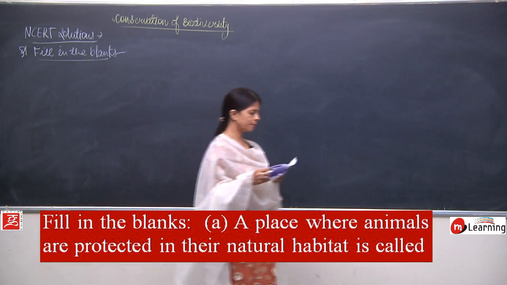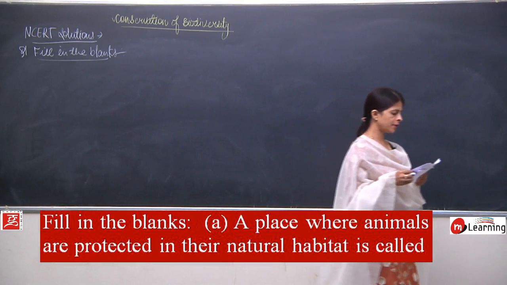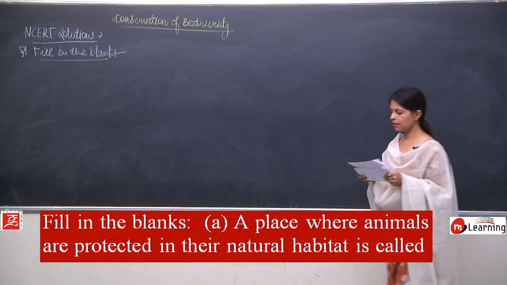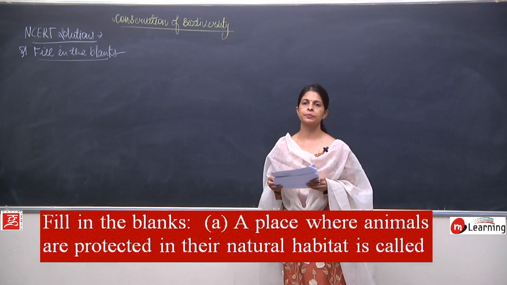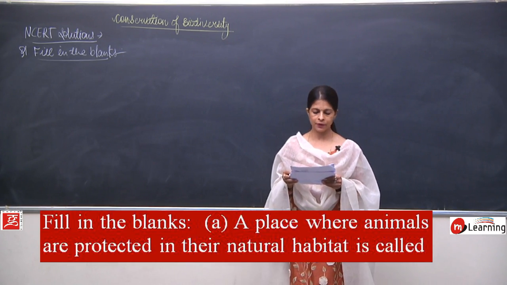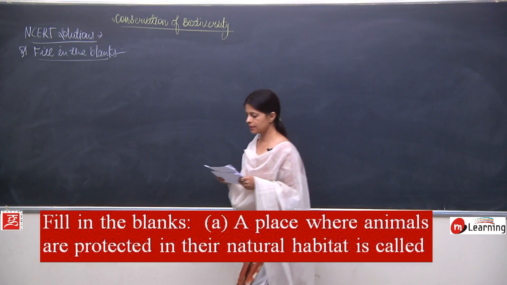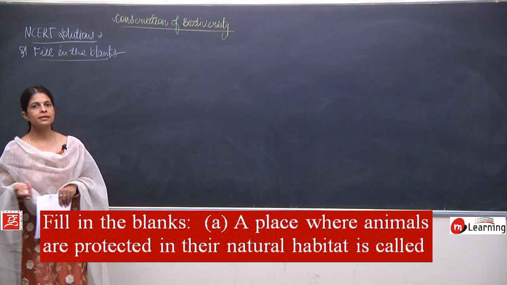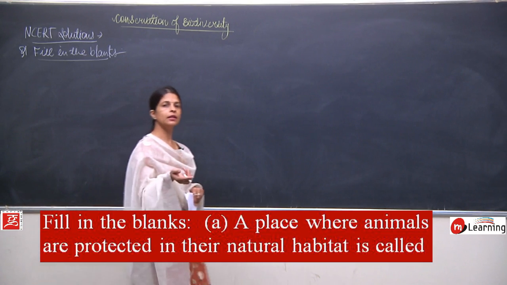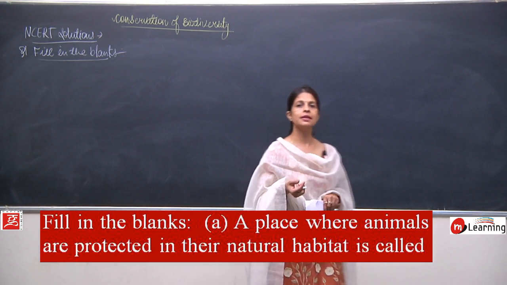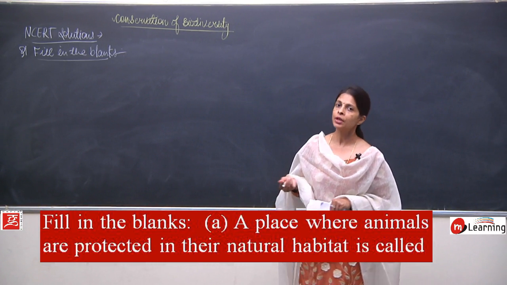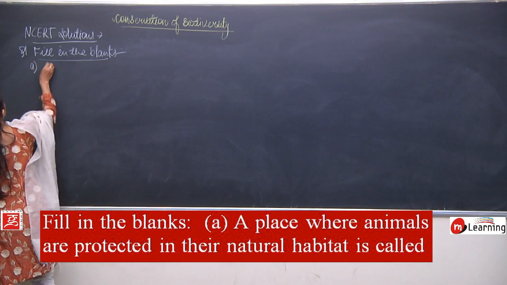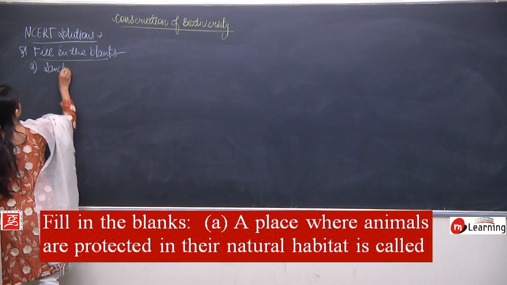So I'll just read. A, a place where animals are protected in their natural habitat is called a. You can say even the parks also, we can even say sanctuaries also. So, if I write sanctuary over here, that is also a correct one. So, sanctuary.